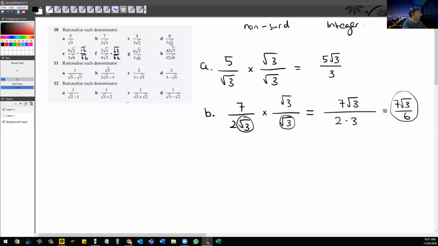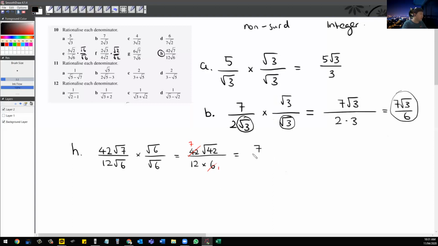I'm just going to show you maybe one question, H. Let's do that together. You've got 42√7 over 12√6, and multiply this by √6 over √6. You're not changing anything, multiplying by the same over the same. So it's 12 times 6, and 42 times √42, right? 6 times 7 is 42. So I think you can simplify this and this. That's a 1 and 7, right?